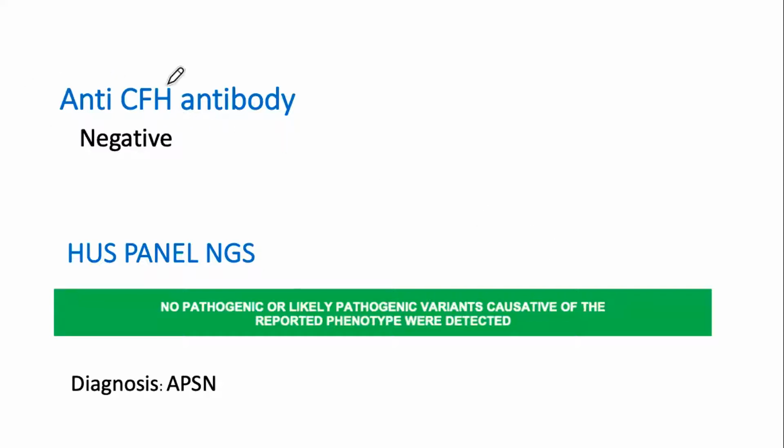This is his complement report. His anti-CFH antibody was negative, and the HS panel NGS also didn't reveal any complement genes. So the diagnosis is APSN, that is APLA-mediated sclerosing nephropathy, for this patient.